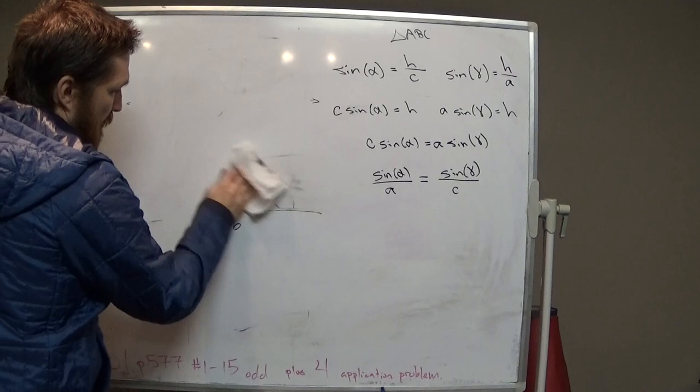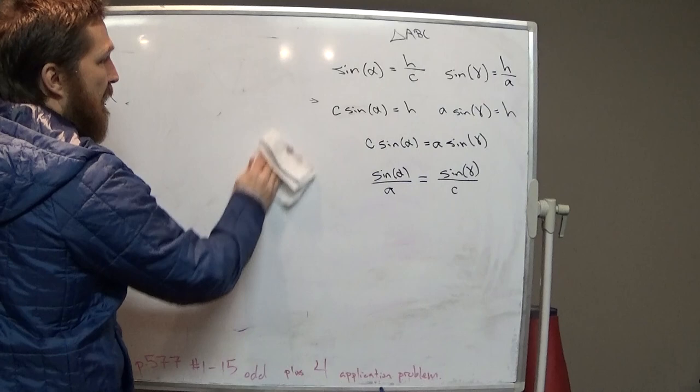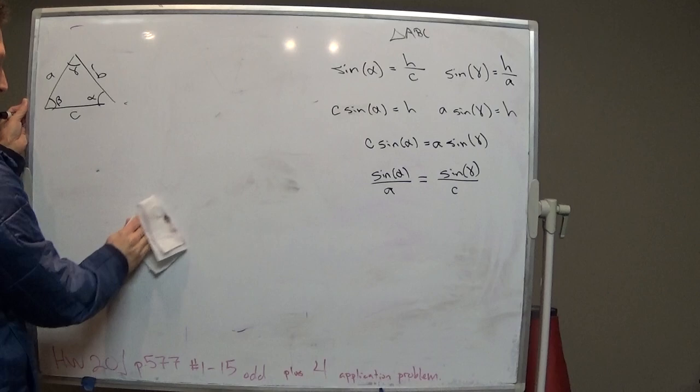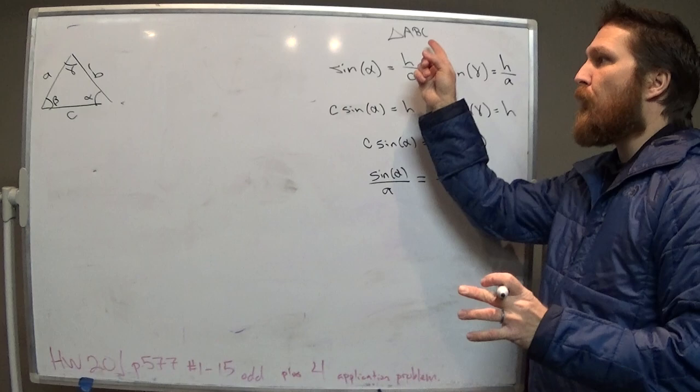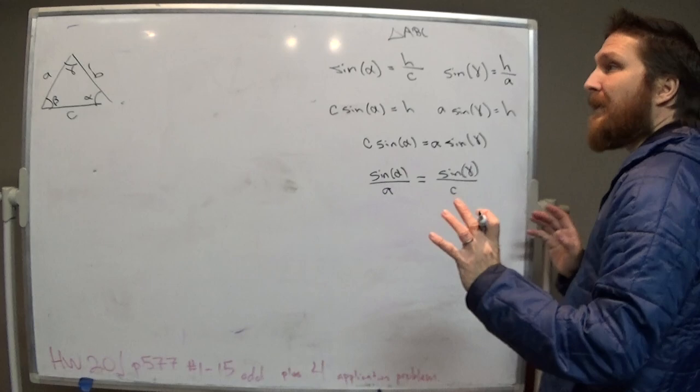And note, your book does the same thing, but with an obtuse triangle, and it comes to the exact same conclusion. So in other words, this will work for any oblique triangle. What we're about to derive will work for any triangle ABC that is not a right triangle. It could be obtuse, it could be acute, as long as it's oblique, as long as it's not a right triangle. So we're going to do the same thing here.